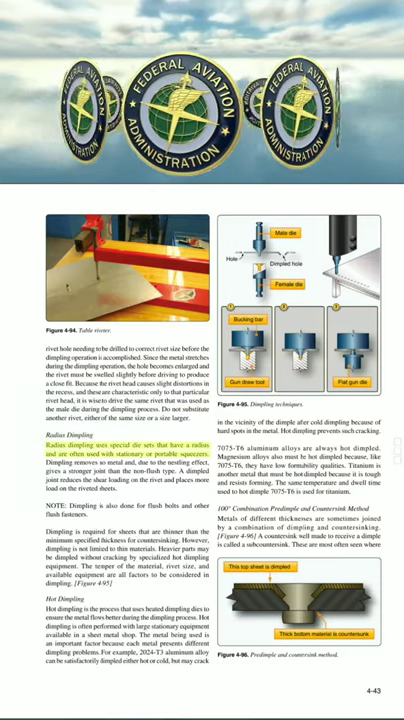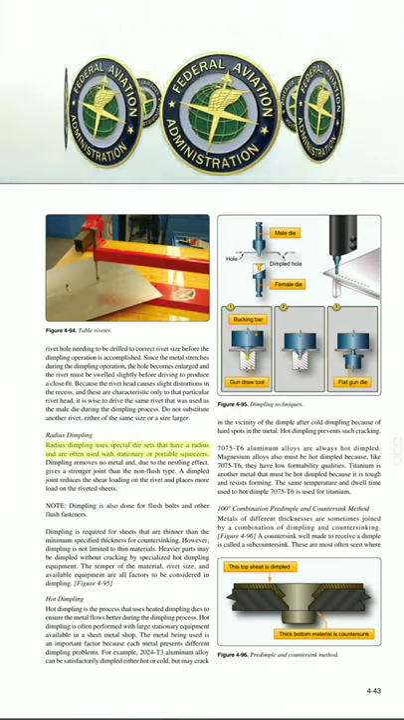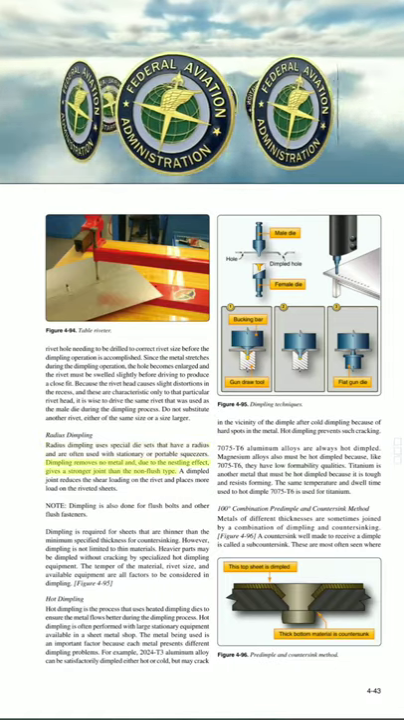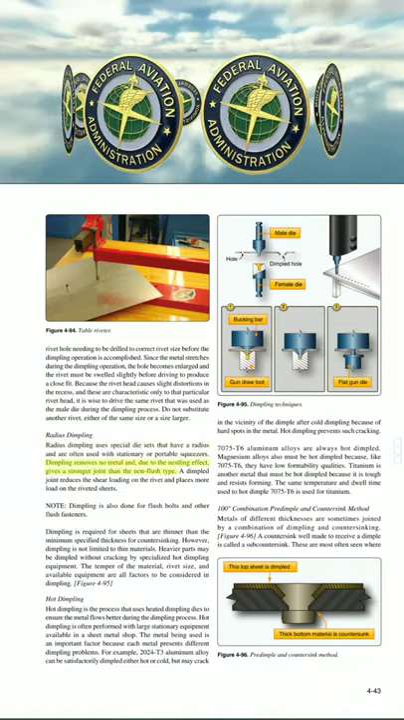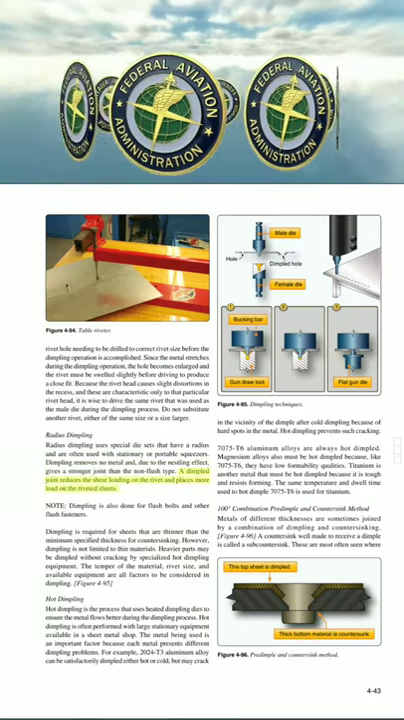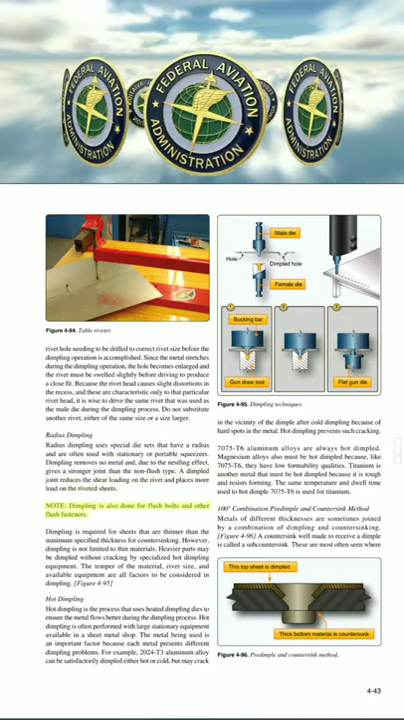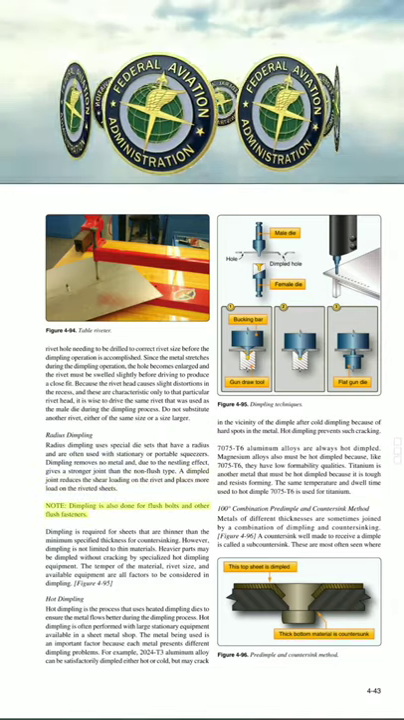Radius dimpling. Radius dimpling uses special die sets that have a radius, and are often used with stationary or portable squeezers. Dimpling removes no metal and, due to the nestling effect, gives a stronger joint than the non-flush type. A dimpled joint reduces the shear loading on the rivet, and places more load on the riveted sheets. Note: dimpling is also done for flush bolts and other flush fasteners.